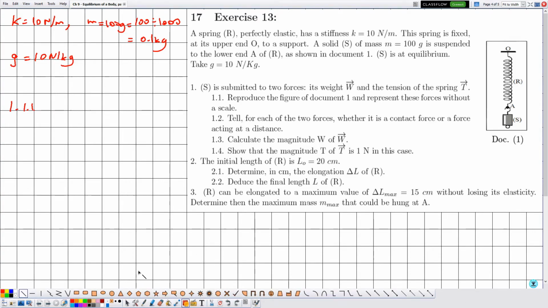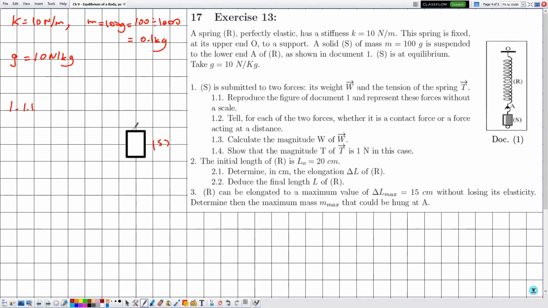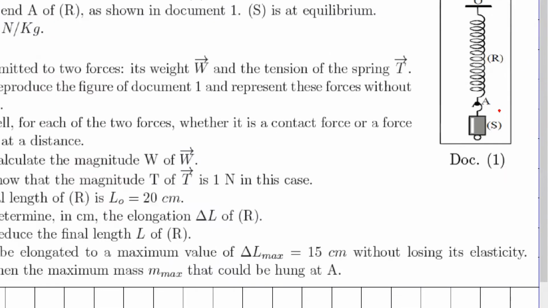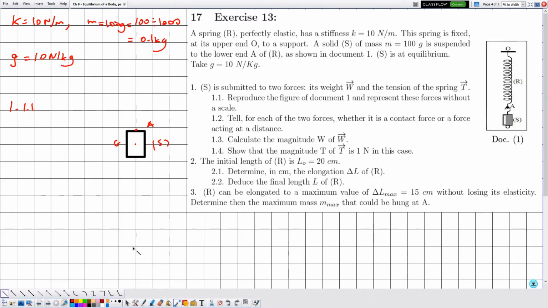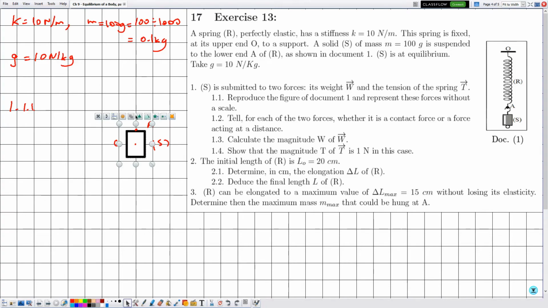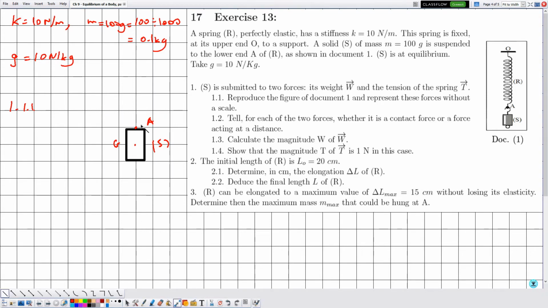So it's here, no need to represent all the figure, it's just sufficient to represent the solid S like this. And it's important to label the points. This is the point A. For example, here you can draw this hook and place the point A, but it's not important. We can just draw it like this, and this is the point G. Now we know that the tension will be acting at the point A vertically upward like this, and the weight will be acting vertically downward like this, okay?